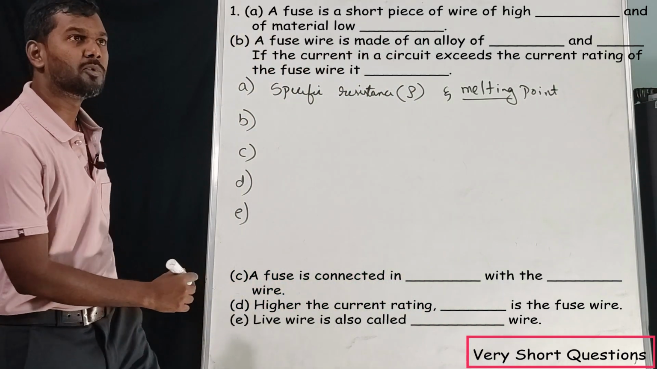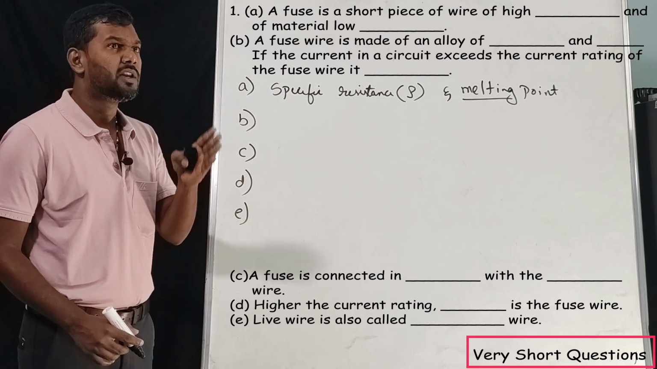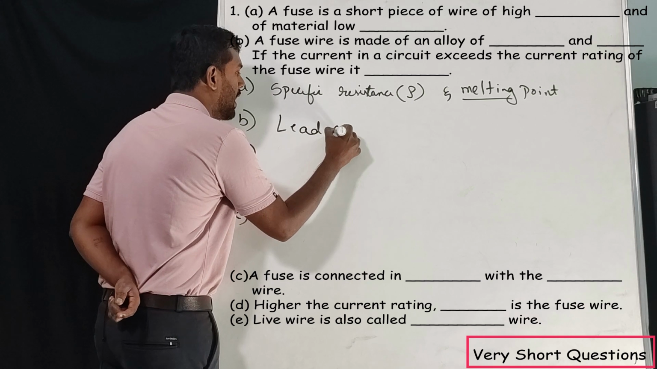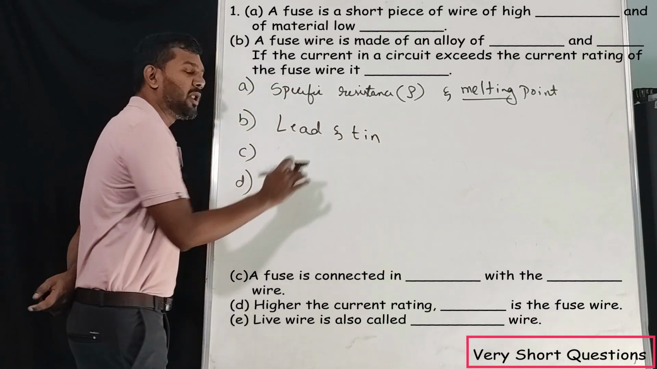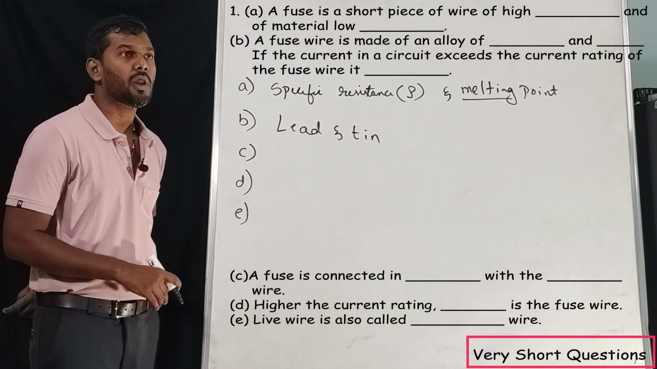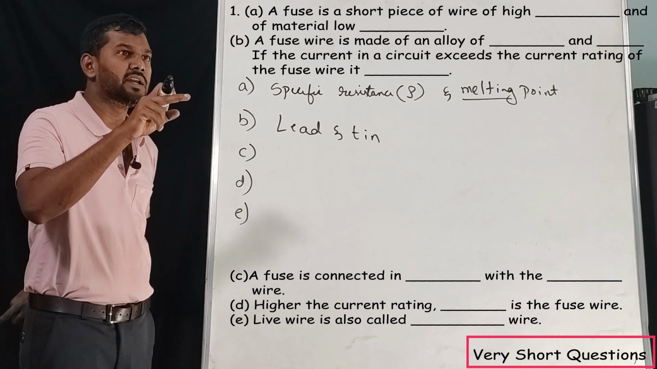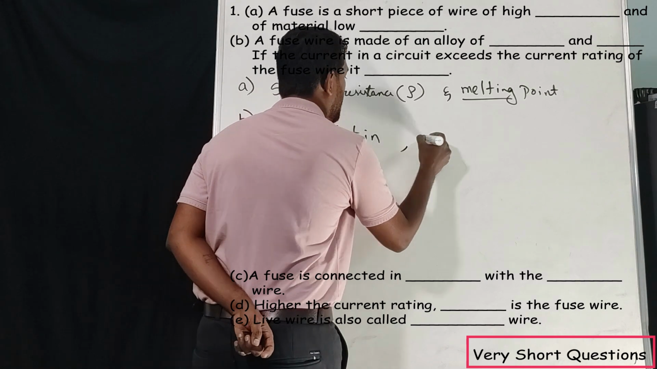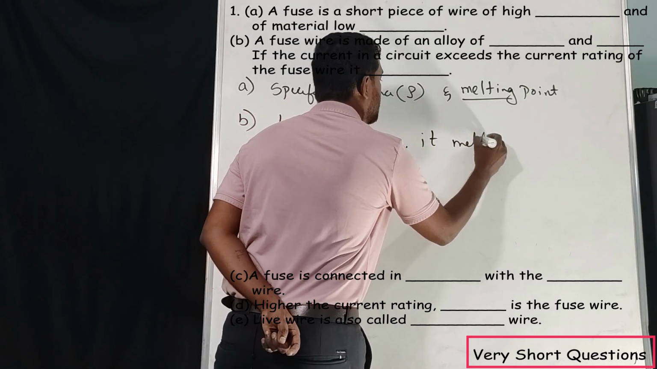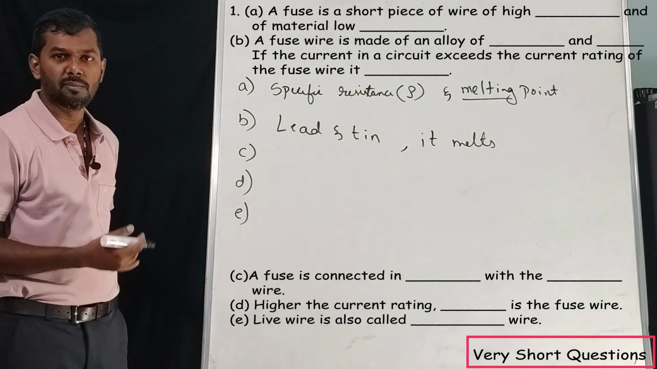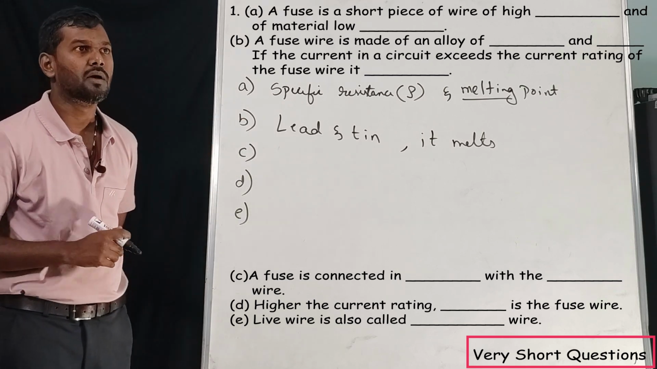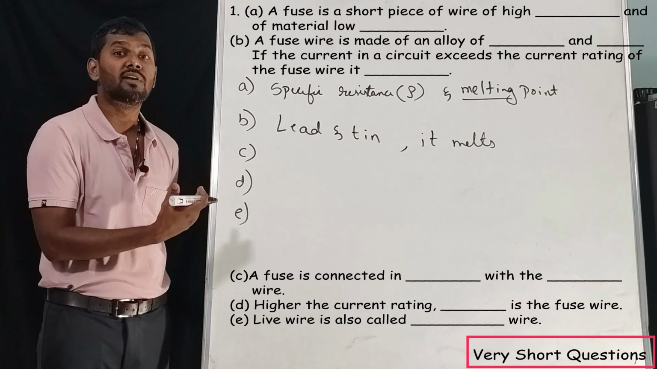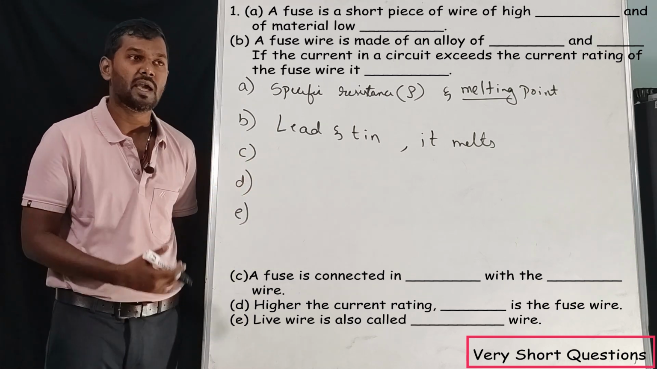Okay. Second question B. A fuse wire is made up of an alloy of lead and tin. If the current in a circuit exceeds the current rating of a fuse wire, it melts. What happens if the current exceeds the limit? The fuse will melt. This is what we learnt in the basic question, correct? All these things we have learnt in the concept video. That's why I am writing it directly.